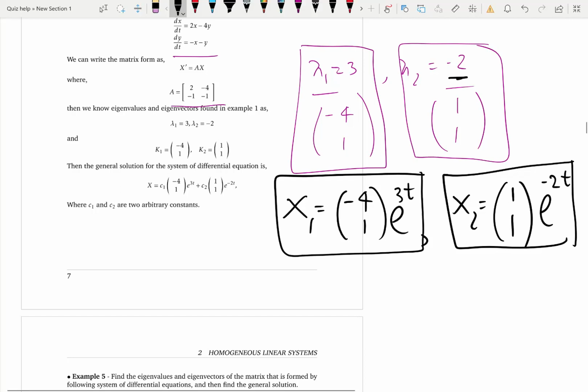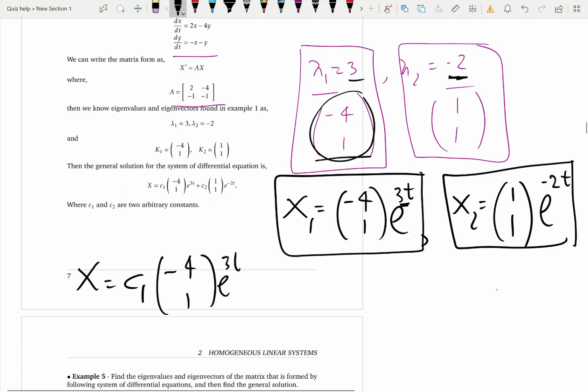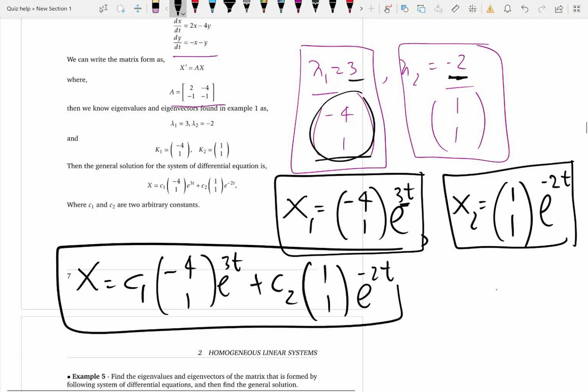Okay. So that is how you write it. But don't mix up the eigenvectors and the eigenvalues. So for example, for (negative 4, 1), you cannot use negative 2 here. Okay. They have to match. They have to be the corresponding eigenvalue and eigenvector. Now the way you write the final solution is a linear combination: C1 times (negative 4, 1) e to the 3t plus a constant times (1, 1) e to the negative 2t. So this is the general solution.